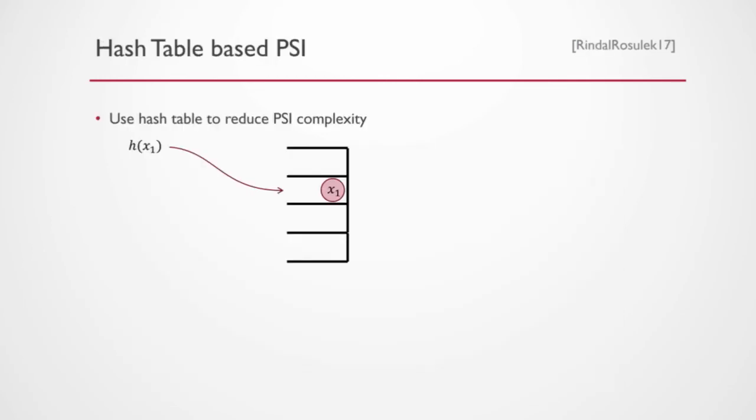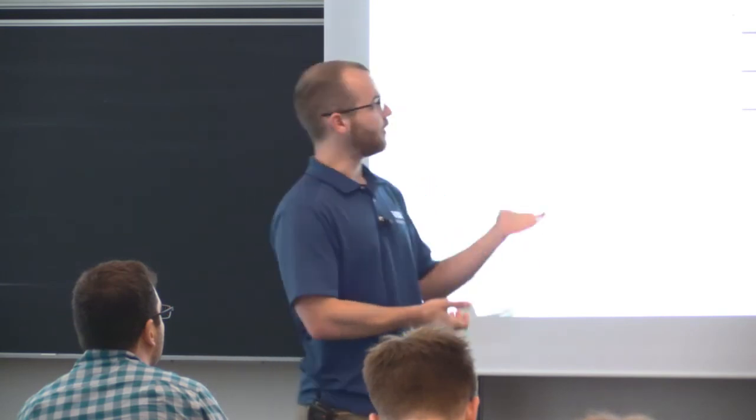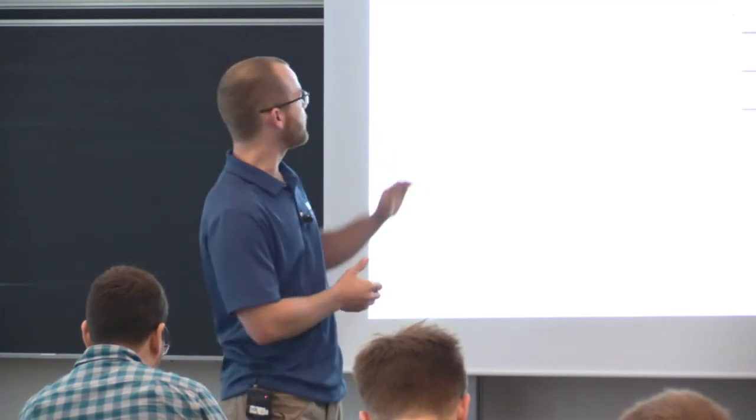OK, so now that we have some notion of what we're trying to achieve, we're going to talk about specifically the PSI protocol that we're going to use. This was previously introduced by myself and Mike Rosulek in 2017. The basic idea is we're going to use a hash table to start with, at least. And so there'll be some public hash function h.